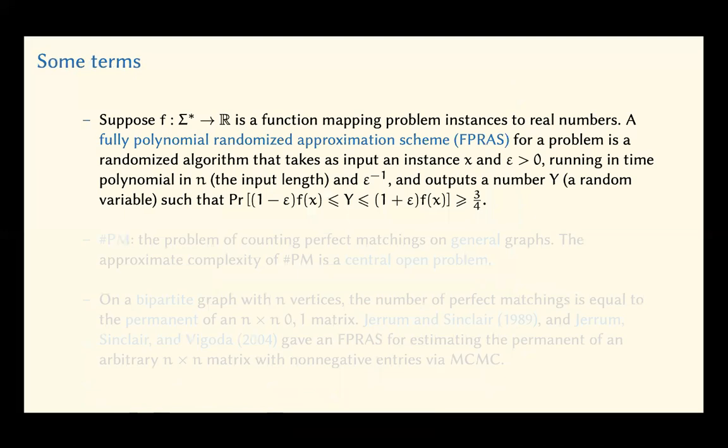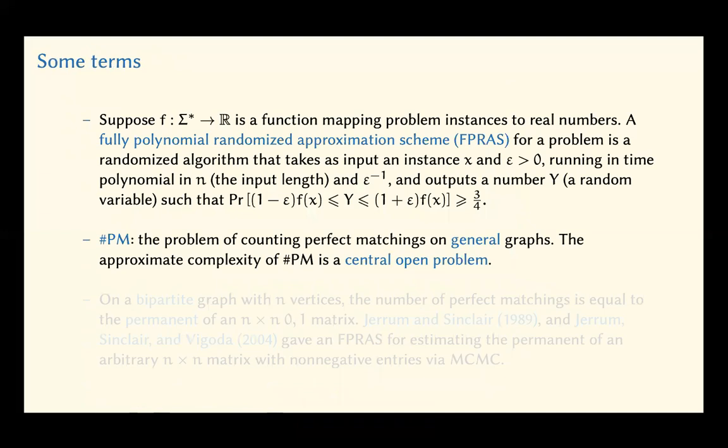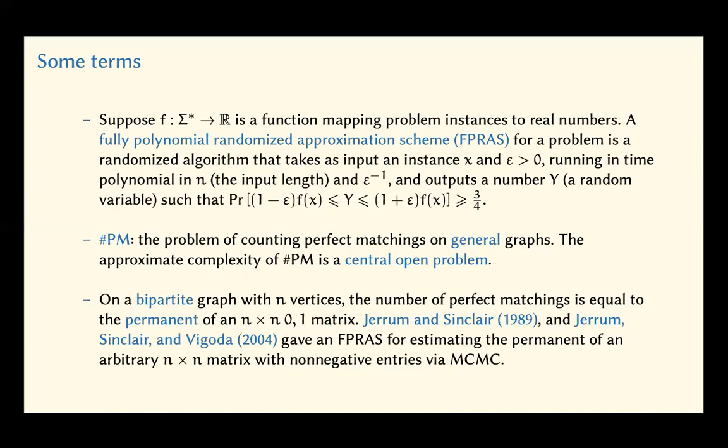In terms of approximation, we use the notion of FPRAS. We use #PM to denote the problem of counting perfect matchings on general graphs. The approximate complexity of #PM is a central open problem, whereas on bipartite graphs, it's already solved. With n vertices, the number of perfect matchings is equal to the permanent of an n by n 0-1 matrix. Jerrum and Sinclair, and Jerrum, Sinclair and Vigoda gave an FPRAS for estimating the permanent of an arbitrary n by n matrix with non-negative entries via Markov chain Monte Carlo.